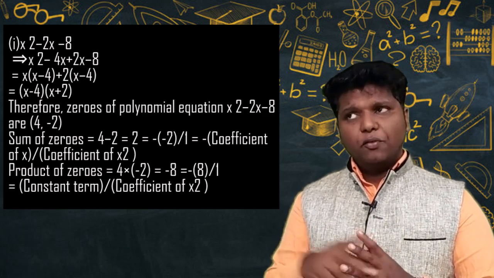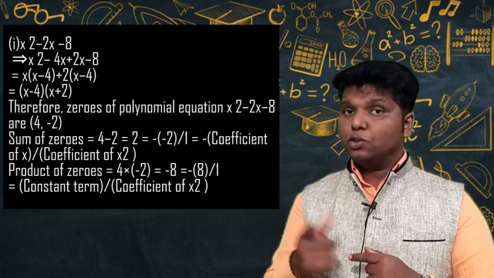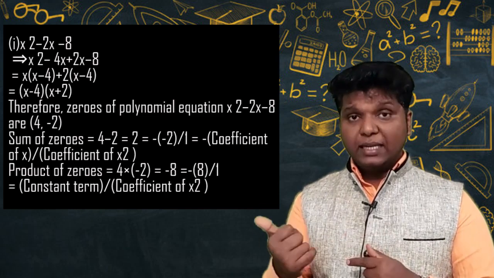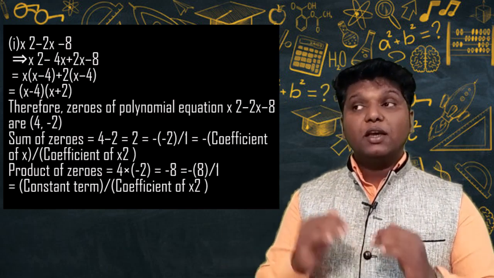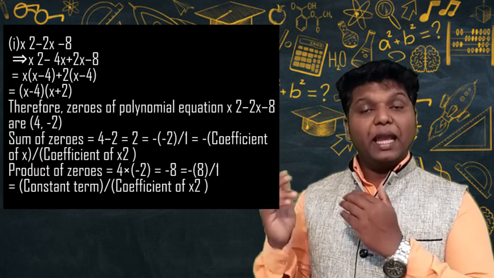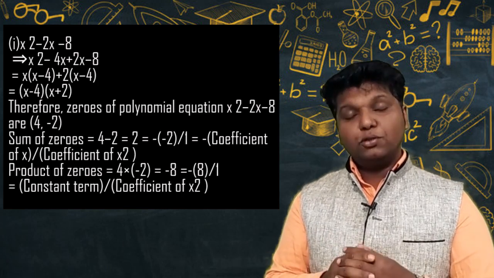Now my question is, if you are giving a positive sign to 4, then you have to give a negative sign to 2. And if you are giving a negative sign to 4, then you have to give a positive sign to 2. Now our question is, which sign will we give to a particular number? Which sign will we give to 4? Which sign will we give to 2? How to choose that one?